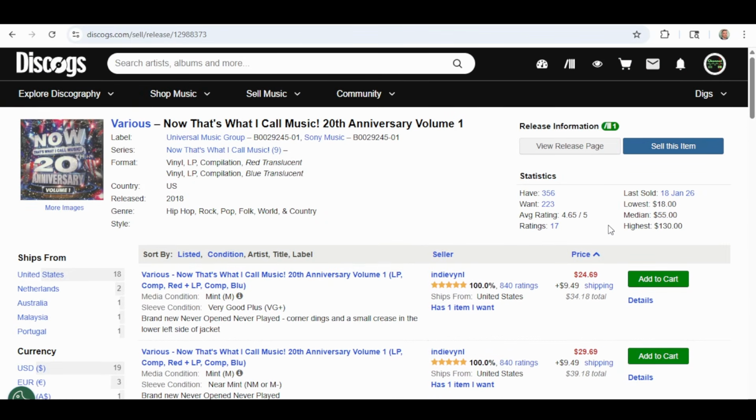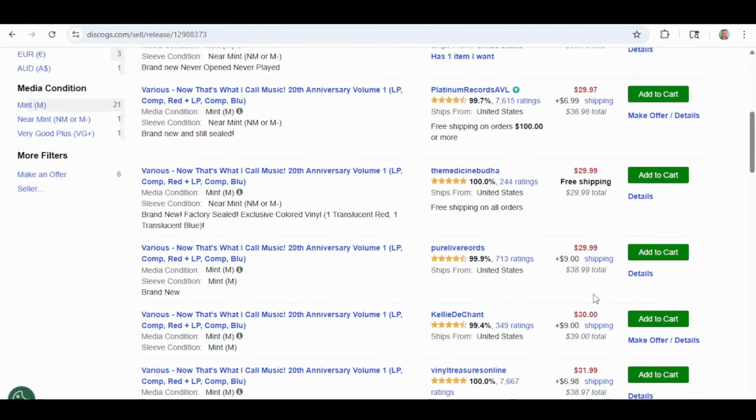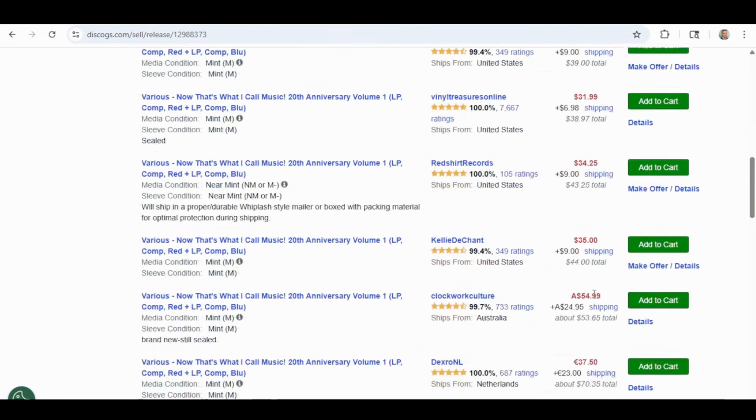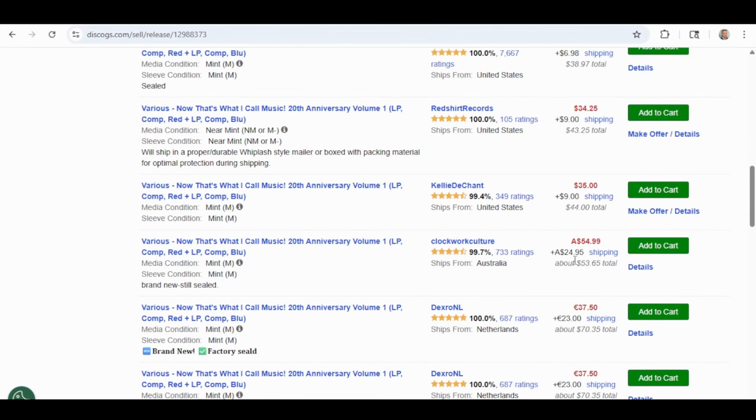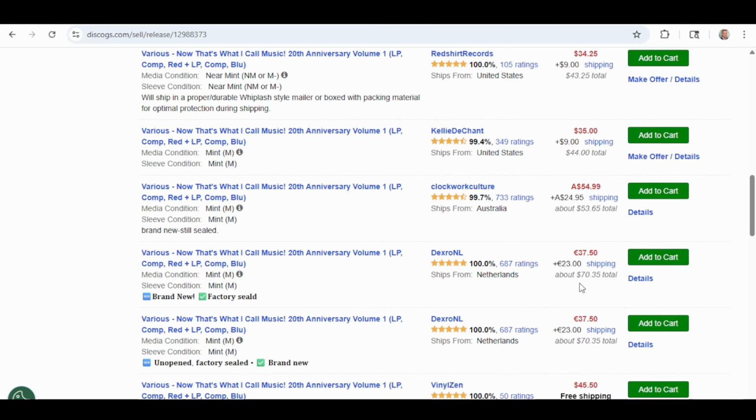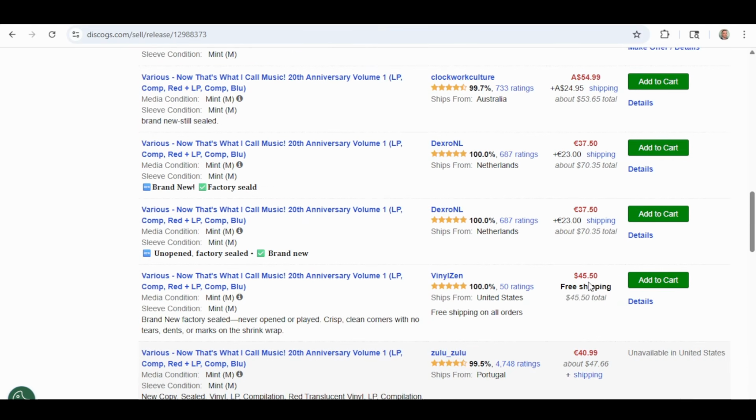This is the reverse of the Soundgarden thing. This is taking something that has a median that is way higher than what you can actually get it for. We have to scroll all the way down to right here, and that's coming from Australia, where it starts hitting that median price. And then you're looking at stuff that's overseas for US, or even here.